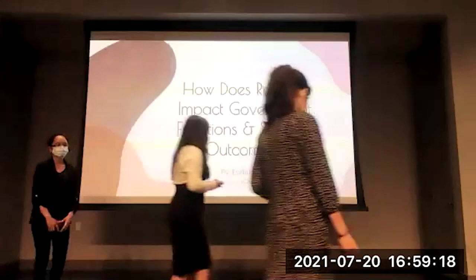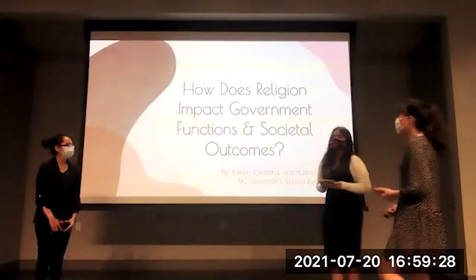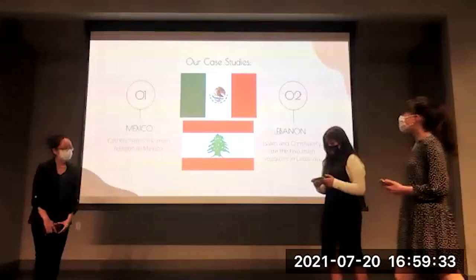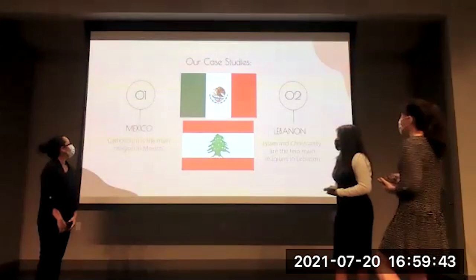So, I'm Isabella Sibaja. I am Caroline Mendez. I'm Evelin Munoz. And our question is, how does religion impact government functions and societal outcomes? So, in order to answer this question, we decided to take a look at two countries. The first is Mexico, where Catholicism is the main religion. And the second is Lebanon, where Islam and Christianity are the two main religions. So we'll go ahead and start with Mexico.